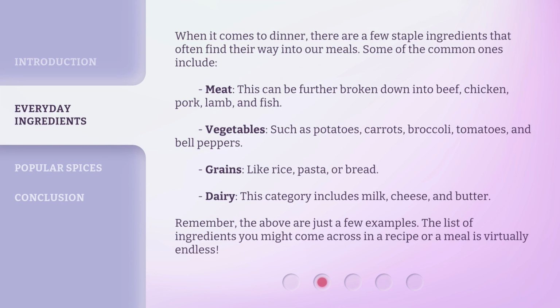When it comes to dinner, there are a few staple ingredients that often find their way into our meals. Some of the common ones include meat. This can be further broken down into beef, chicken, pork, lamb, and fish. Vegetables, such as potatoes, carrots, broccoli, tomatoes, and bell peppers. Grains, like rice, pasta, or bread.